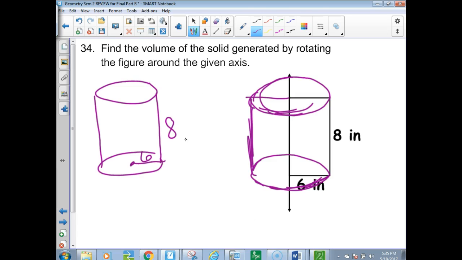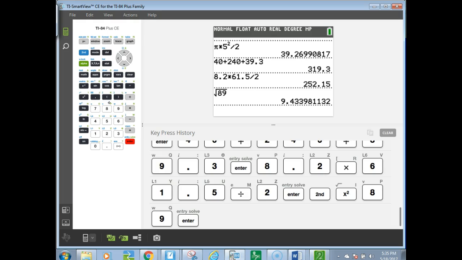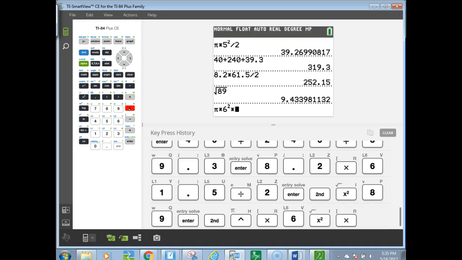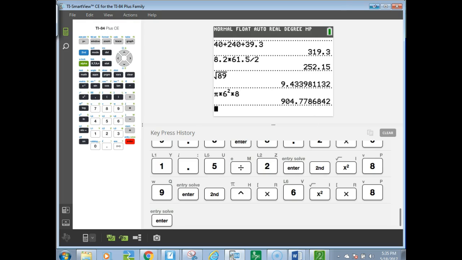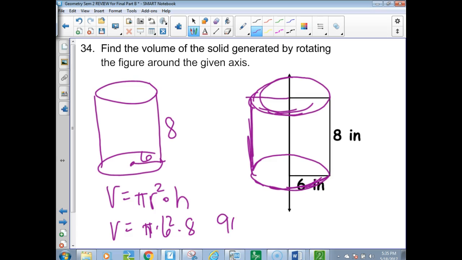We are asked to find the volume. The volume of the cylinder is area of its base. This base area is a circle, so pi r squared times the height. So we're going to put in 6 for our radius, pi times 6 squared times the height of 8. Pi times 6 squared times 8. So I get my volume, 904.8 cubic inches.